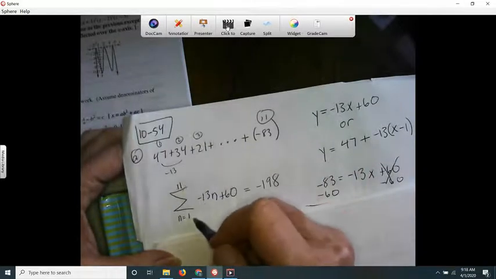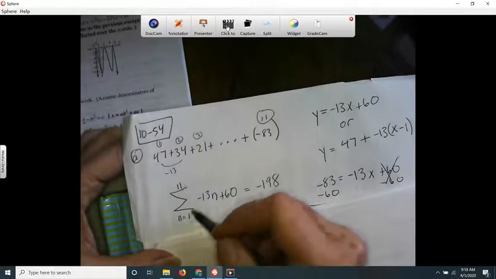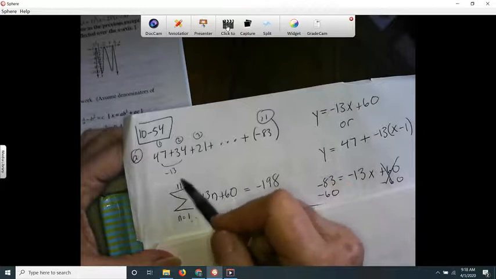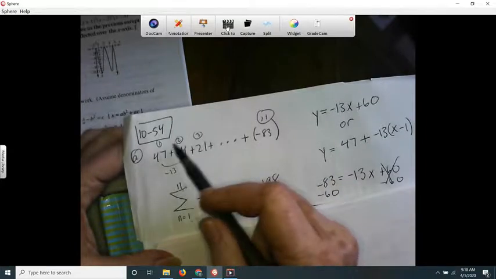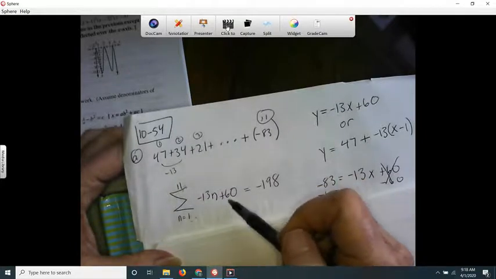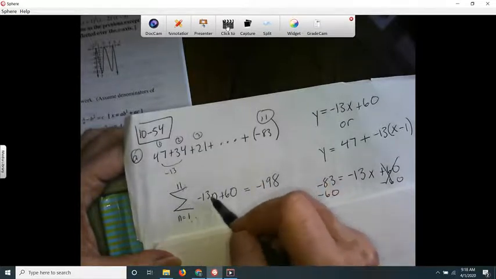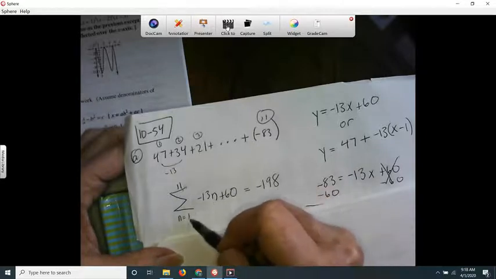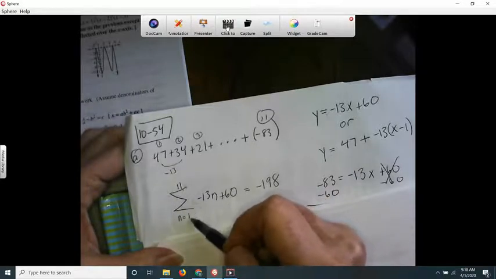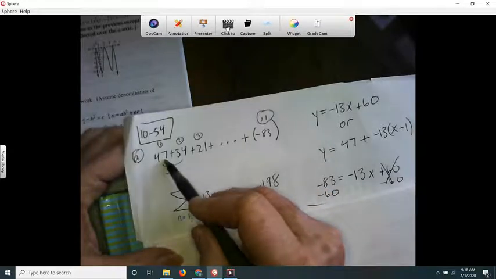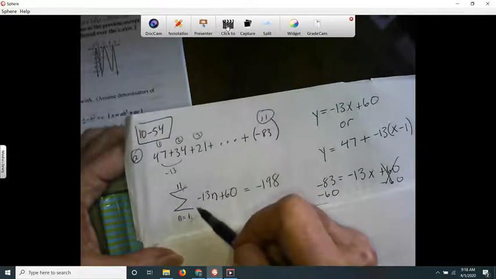So this is always your first term, and this is always your last term number. Not the y value, but the x value. It's the term number, okay? And then you write the rule right after your sigma. So for the first term I'm going to plug a 1 in. Negative 13 times 1 plus 60 is 47. And then I'm going to plug in a 2.